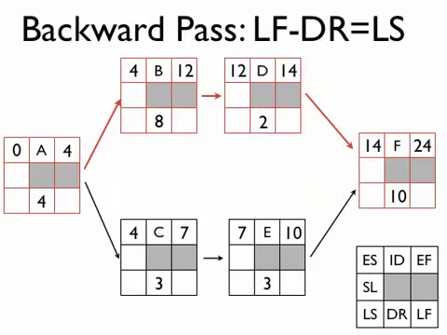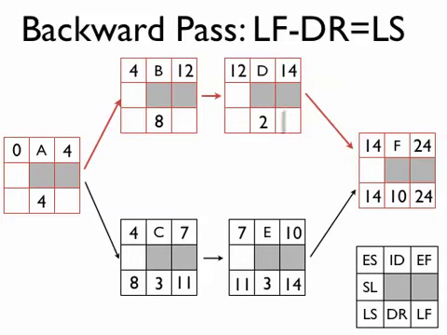Let's do the backward pass. The calculation here is that the late finish minus the duration equals the late start. We're going to start out with F, and we're going to put 24 into the late finish for that last task in our network. Subtract 10 from that, get 14. We're going to then carry 14 down to E, minus 3, and we get 11. We carry that 11 over to C, minus 3, and we get 8.